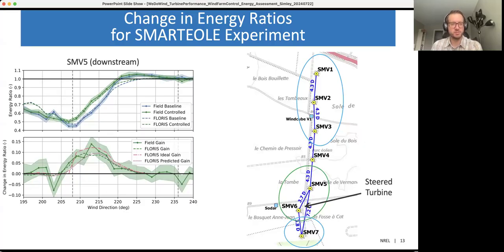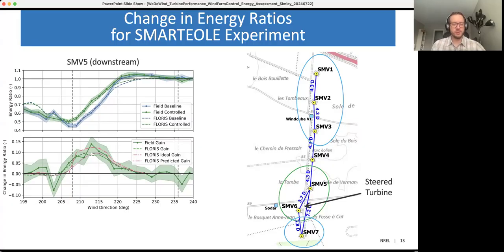On the bottom plot, the top plot is just comparing the energy ratios for baseline and control cases. The bottom plot is looking at the difference between the energy ratios, showing what the gain is. Also on these plots we show the 95% confidence interval of the energy ratios. That was estimated just by bootstrapping the data, randomly resampling which 1-minute periods we're looking at with replacement. Then we get a distribution, and we derive the confidence interval from that.